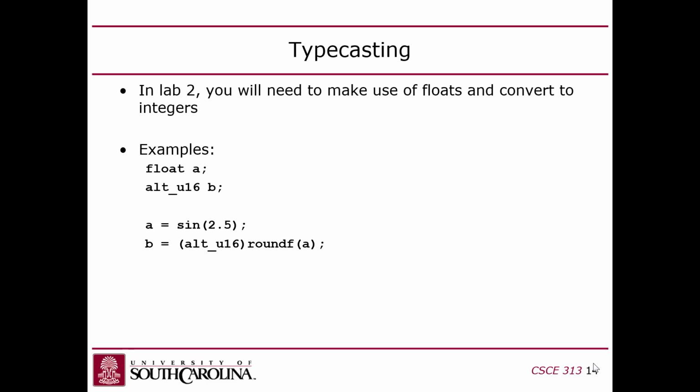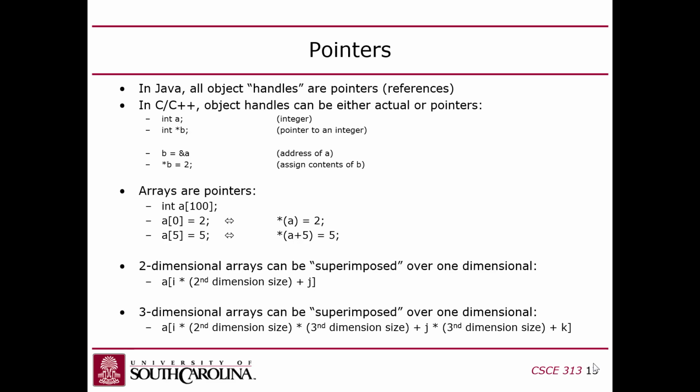You guys with me? So why do we care about typecasting? Because in Lab 2, you're doing image transformations in floating point, but ultimately you have to take those transformed locations and use them as indices back into another array, right? And when I say indices, I mean indexes, like array indexes.